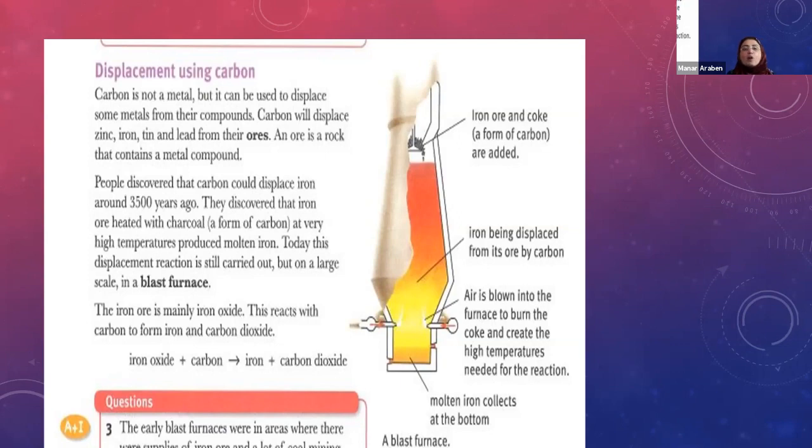So according to this equation, the reaction is between a more reactive element and a less reactive element in its compound, so that the more reactive element displaces the less reactive element from its compound. Do you understand? Yeah. Are you sure? Yeah, miss.